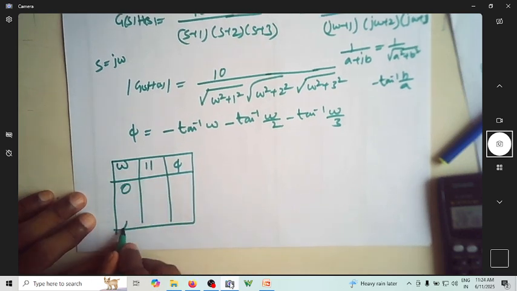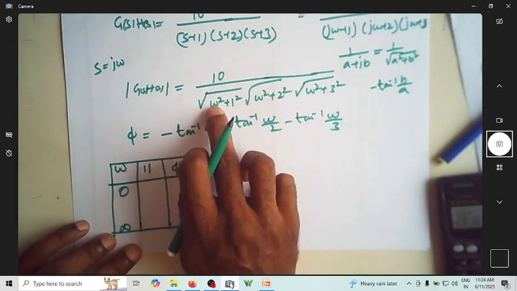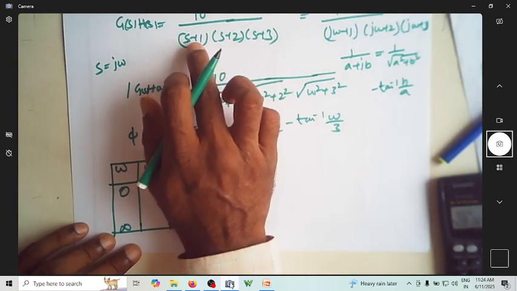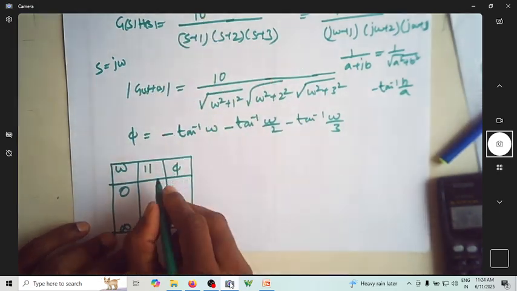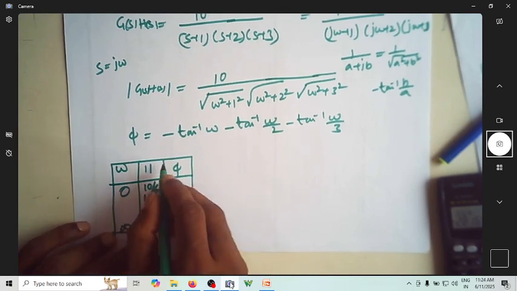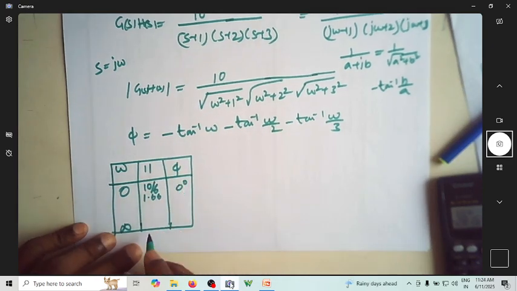So it is 0 to infinity. When omega is 0, this becomes 0, this is 0, this is 0. So it becomes 10 by 6, which is 1.66. And the phase angle, if you substitute all these omegas as 0, will be 0 degrees.